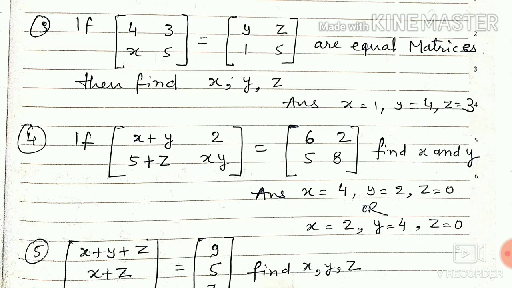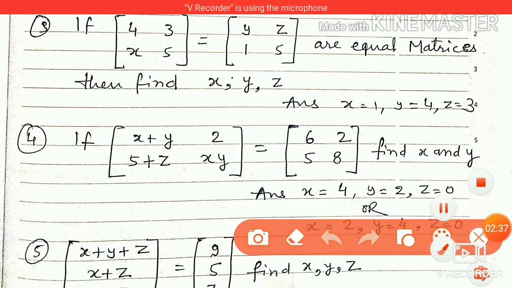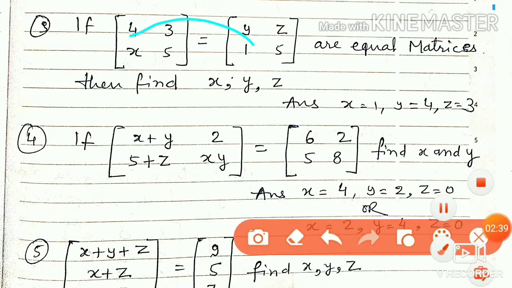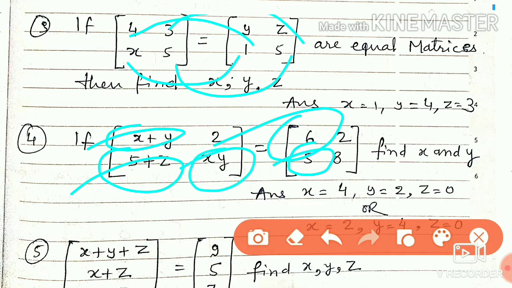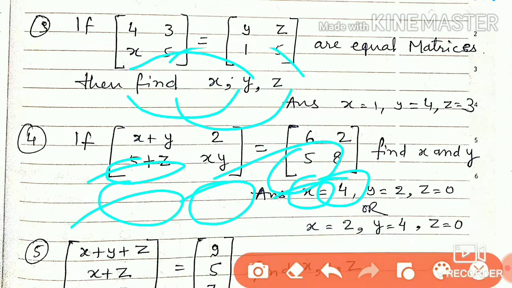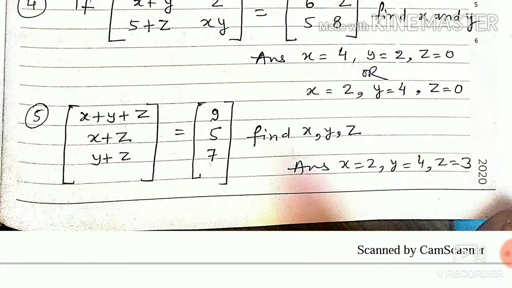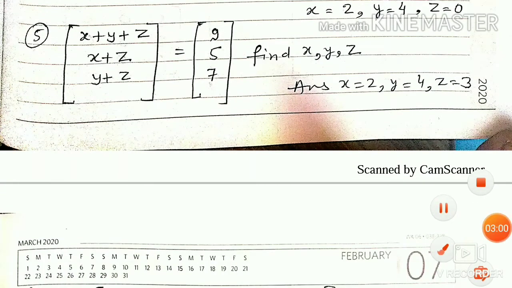Now the third question is: if [4 3; x 5] is equal to [y z; 1 5] are equal matrices, you have to find the values of x, y, z. How can we find them? Look here, x equal to 4... y equal to 4, z equal to 3, x equal to 1 and 5 equal to 5. Now similarly these two: x plus y equal to 6, and x plus xy equal to 8. This you will solve, you will get this. Actually here you get a quadratic, you solve, you will get your answer.